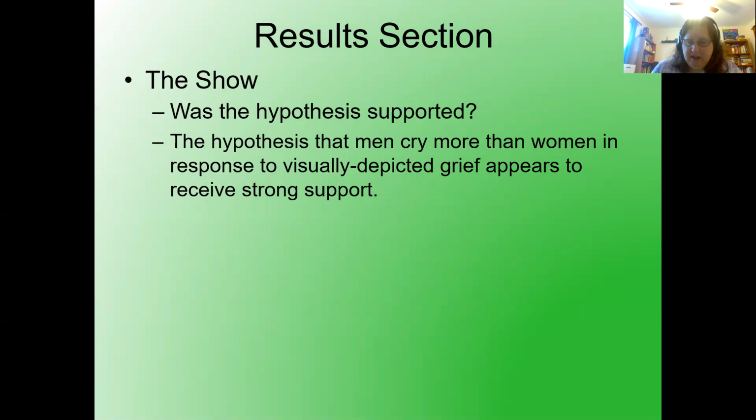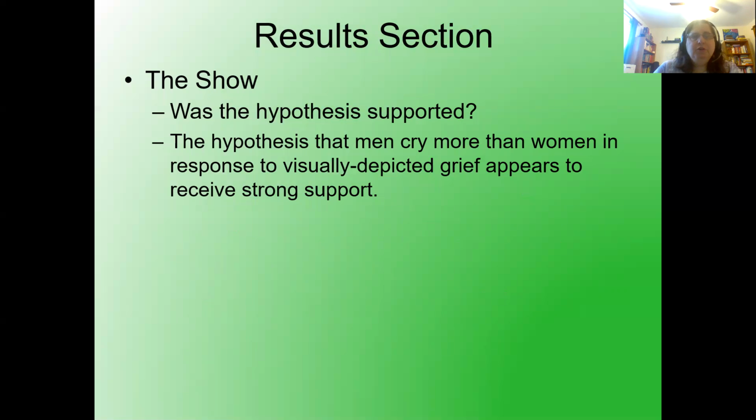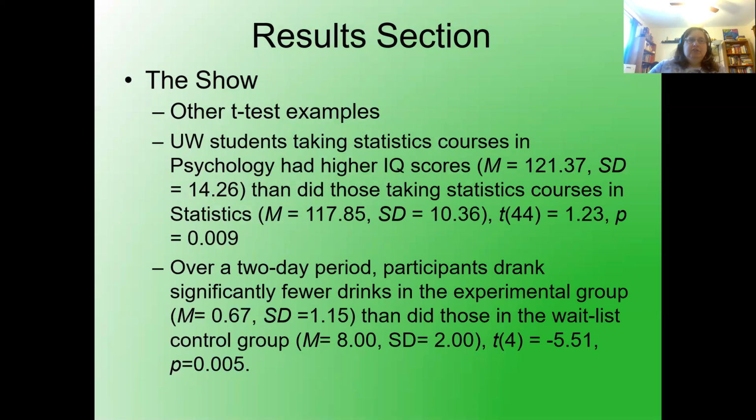Let's say the p-value over here was not 0.008. Let's say it was 0.06. Well, 0.06 is higher than 0.05, not lower. So then we would have said the hypothesis that men cry more than women in response to visually depicted grief does not appear to receive support, or does not appear to be supported. Something right along those lines. Okay, that's the show. So let's look at a couple other examples just to make sure that the t-test part makes sense.